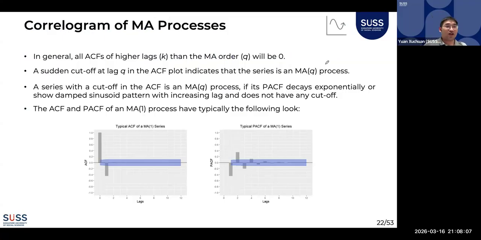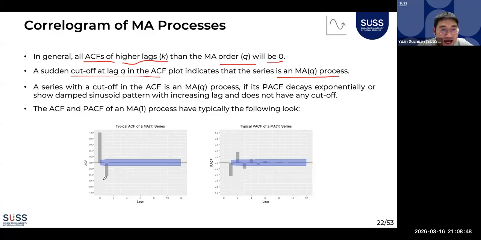Okay, so let's continue. Let's look at the ACF and PACF of the MA model. You can see the ACF of an MA model with order q, MA(q) model, after the q lags, theoretically all ACFs will be 0. So there is a sudden cutoff at lag q, and so we can use an MA(q) model to model this time series. Later we will say what the MA(q) model is.